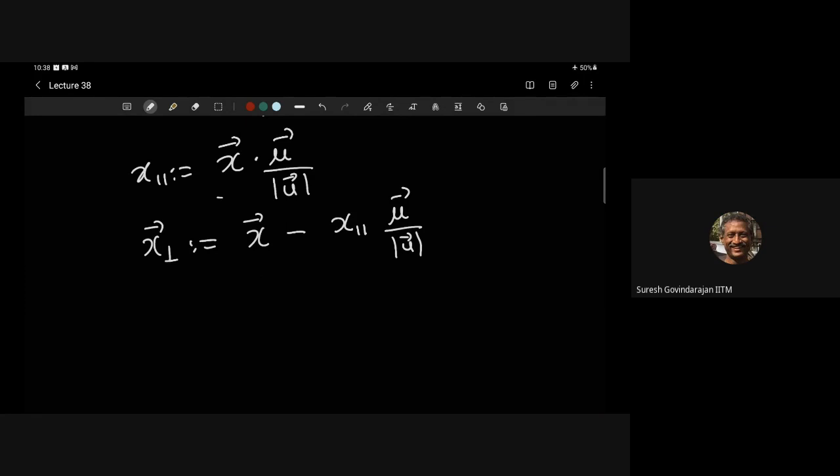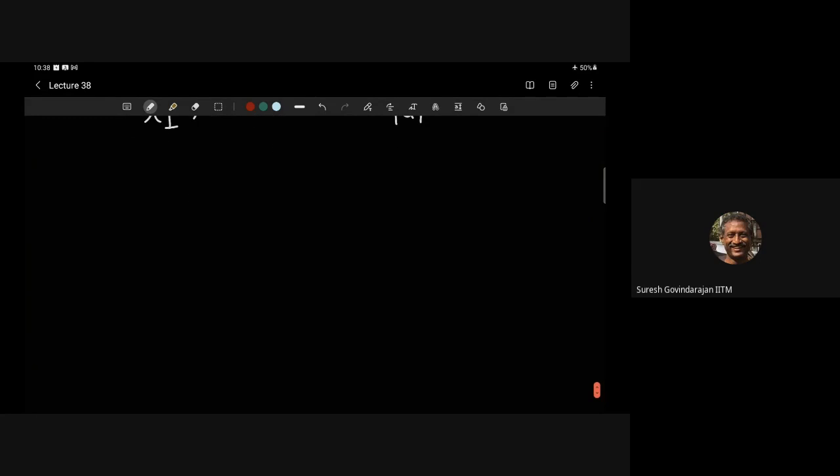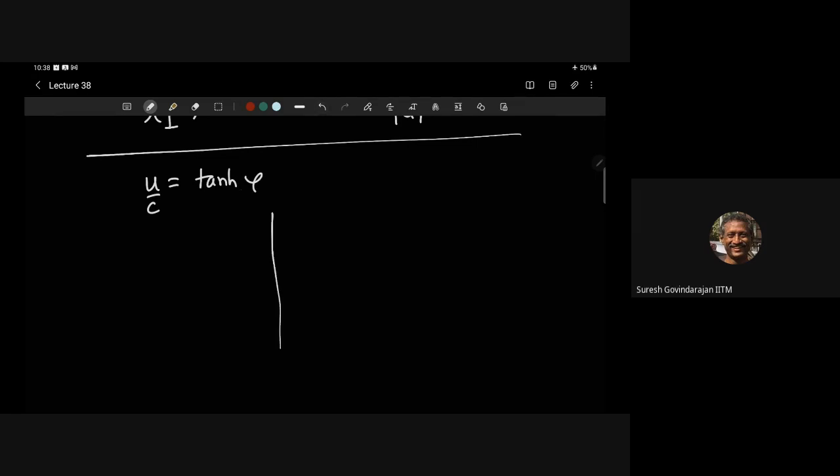But there is an important thing which follows. We saw that u by c in the example was tanh of phi. Oh, I don't want this phi, I wanted this phi. So if you plot now.